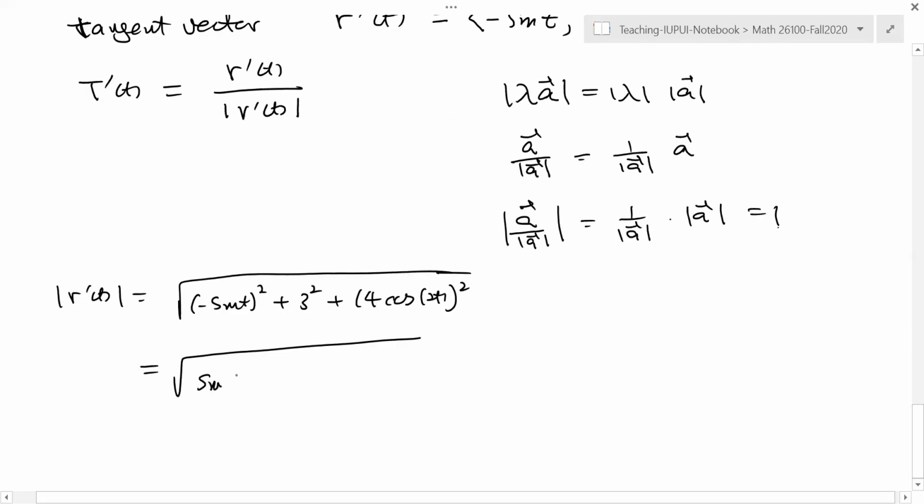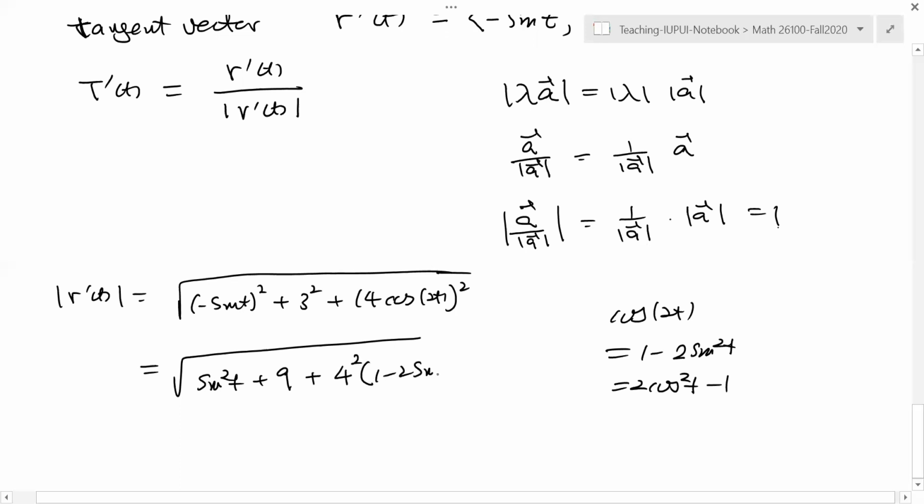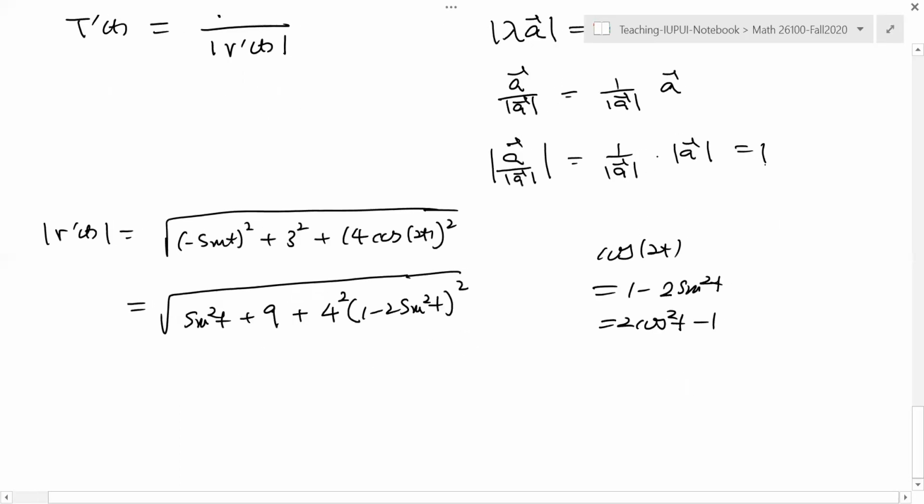It's going to be sine squared t, and here's 9, and cosine 2t. Well, cosine 2t is just cosine 2t. If you don't like the cosine 2t, a possible formula you can use is 1 minus 2 sine squared t, or 2 cosine squared t minus 1. So you get 4 squared times 1 minus 2 sine squared t, squared. I don't think that we are going to simplify it further.